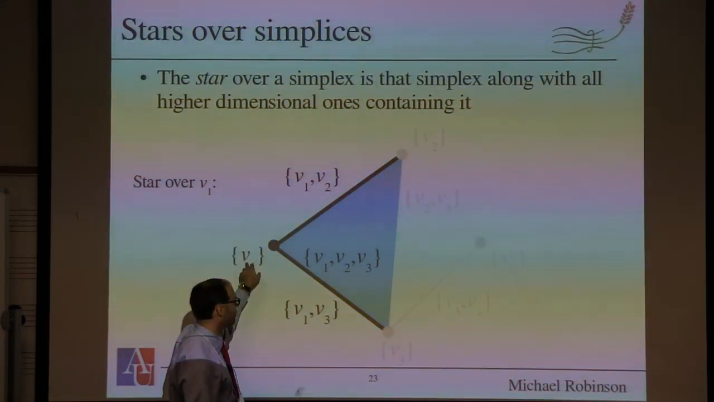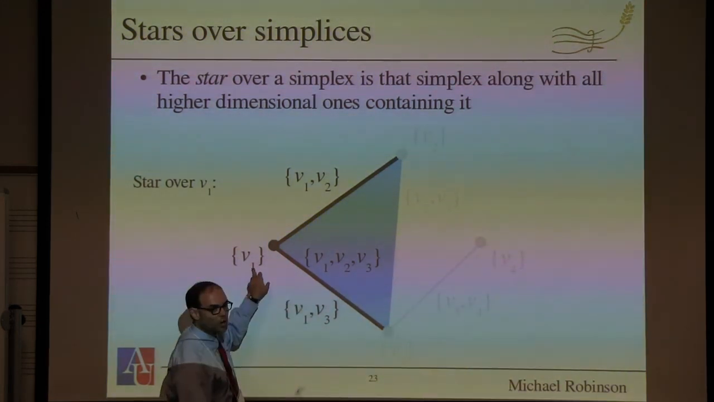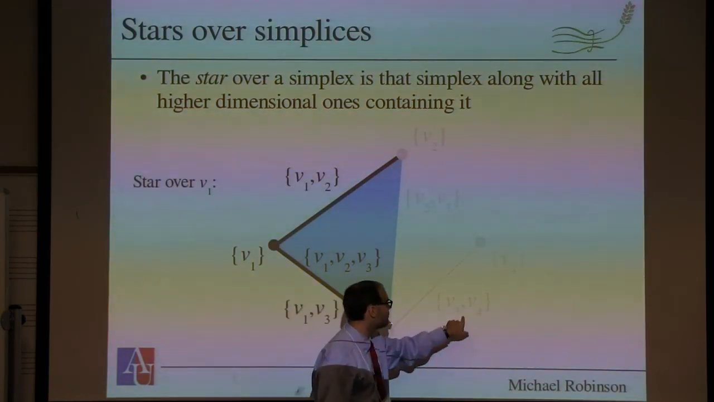So the star is sort of a prototypical open neighborhood. Let me show you another star. Here's the star over V1, V2. Does V1, does that contain this?